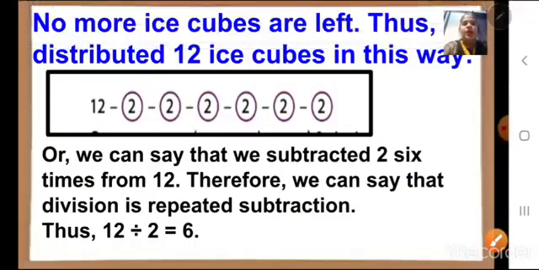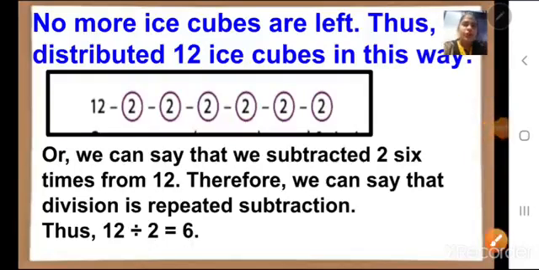See children, as no ice cubes were remaining, what have we done? We have distributed 12 ice cubes in this way. 12 minus 2, minus 2, minus 2, minus 2, minus 2 and minus 2. Now 2 is repeated how many times? 6 times it is repeated. So therefore we can say that division is repeated subtraction. We have got this answer, 12 divided by 2 is equal to 6. Got it children?